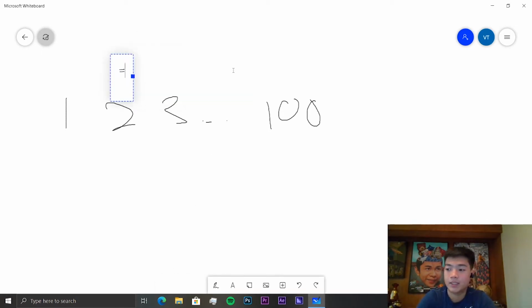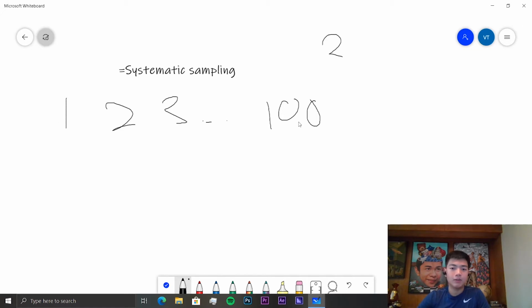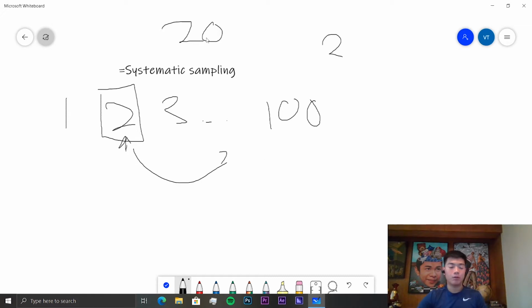Okay, so the next one is called systematic sampling. Here we list the numbers again, and we select a sample according to a random starting point and a fixed interval. So we still need the random number generator. Say it pops out 2, and since we have 100 terms, we want to get 20 from all of these 100. So we'll start at the second term, and we'll get every 5th term, since 100 divided by 20 is 5.